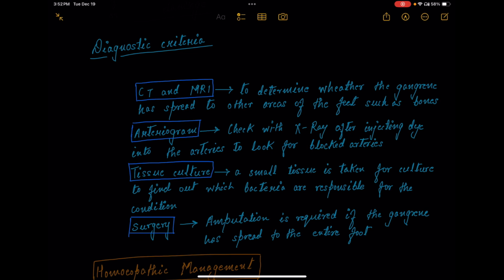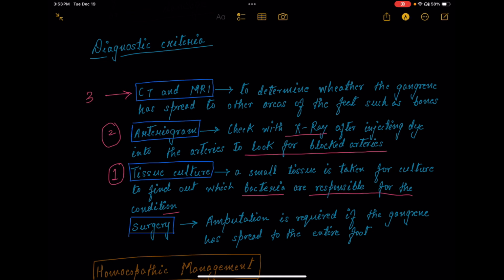Now the diagnostic criteria of diabetic foot gangrene. At first, we go for tissue culture. Tissue culture is done to determine the bacteria responsible for the condition, that is diabetic foot gangrene. And after tissue culture, we go for arteriogram. In arteriogram, we inject a dye inside the artery, and after injecting that dye, we check the artery with an X-ray to look for the blocked arteries.